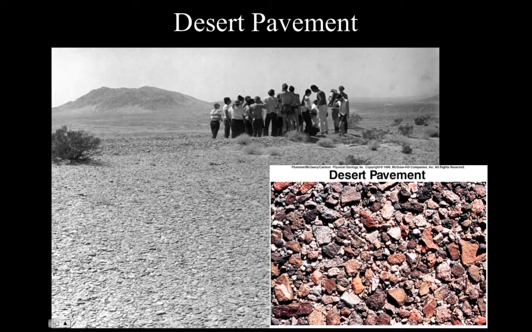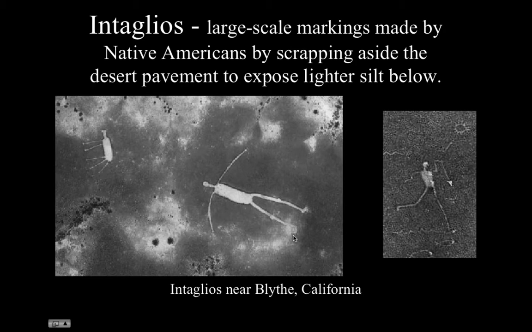And so there's a couple of Native American drawings that are also made dealing with the desert pavement. In this case, they're called intaglios. And an intaglio is a large-scale marking made by Native Americans by scraping away the desert pavement. And remember, the silt is exposed beneath there, so you expose that silt.